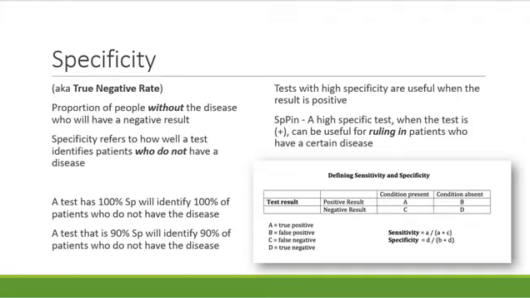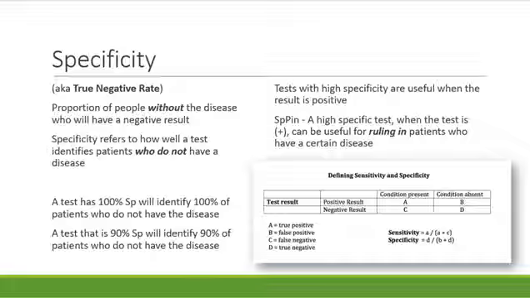Now, specificity, or the true negative rate, is the proportion of people without the disease who will have a negative result. Specificity refers to how well a test identifies patients who do not have a disease. A test with 100% specificity will identify 100% of the patients who do not have the disease. Something with 90% specificity will identify 90% of the patients who do not have that disease.